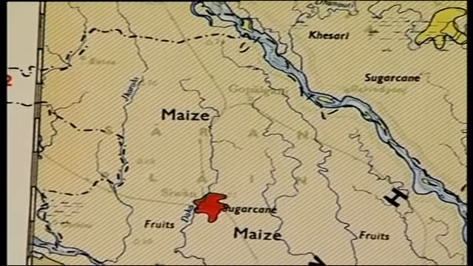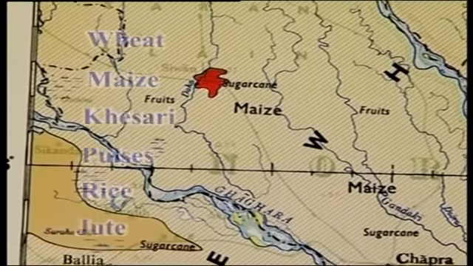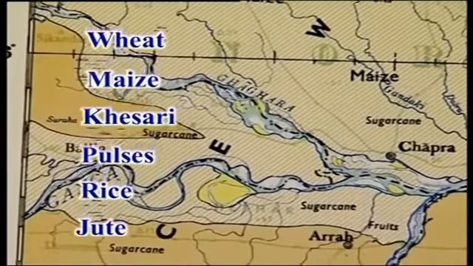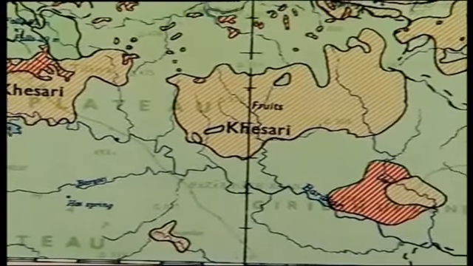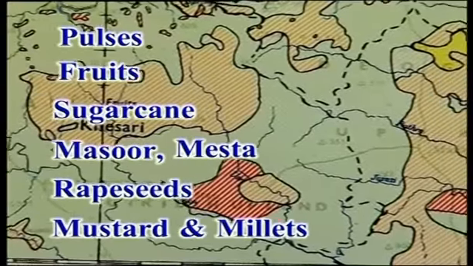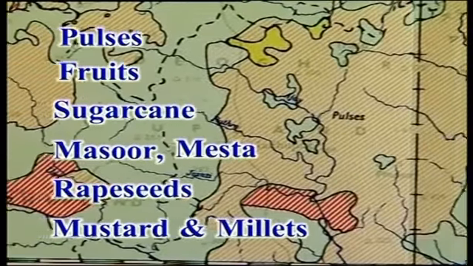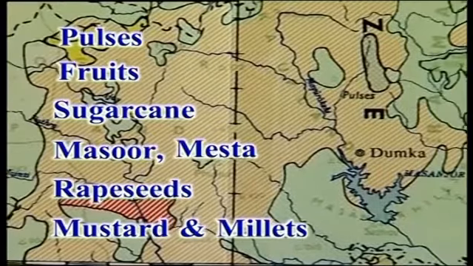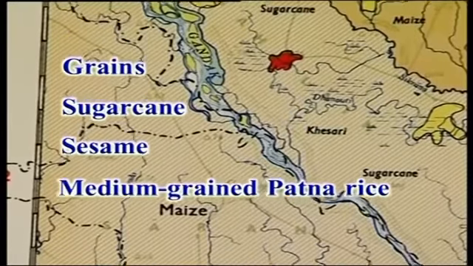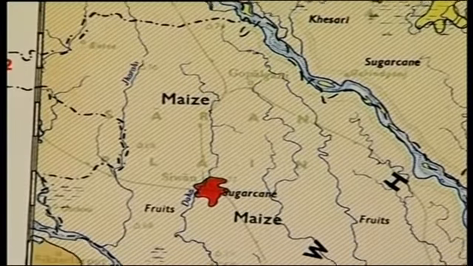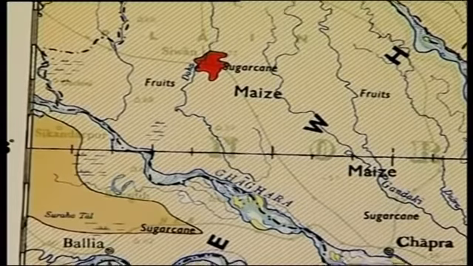The major crops grown in the unirrigated zones are wheat, maize, kesari, pulses, rice and jute. The minor crops grown in the unirrigated zones are pulses, fruits, sugarcane, masur, mustard, rapeseeds and millets. Patna has long been a major agricultural center of trade, its most active exports being grains, sugarcane, sesame and medium grained Patna rice. There are multiple sugar mills still in existence in and around Patna.